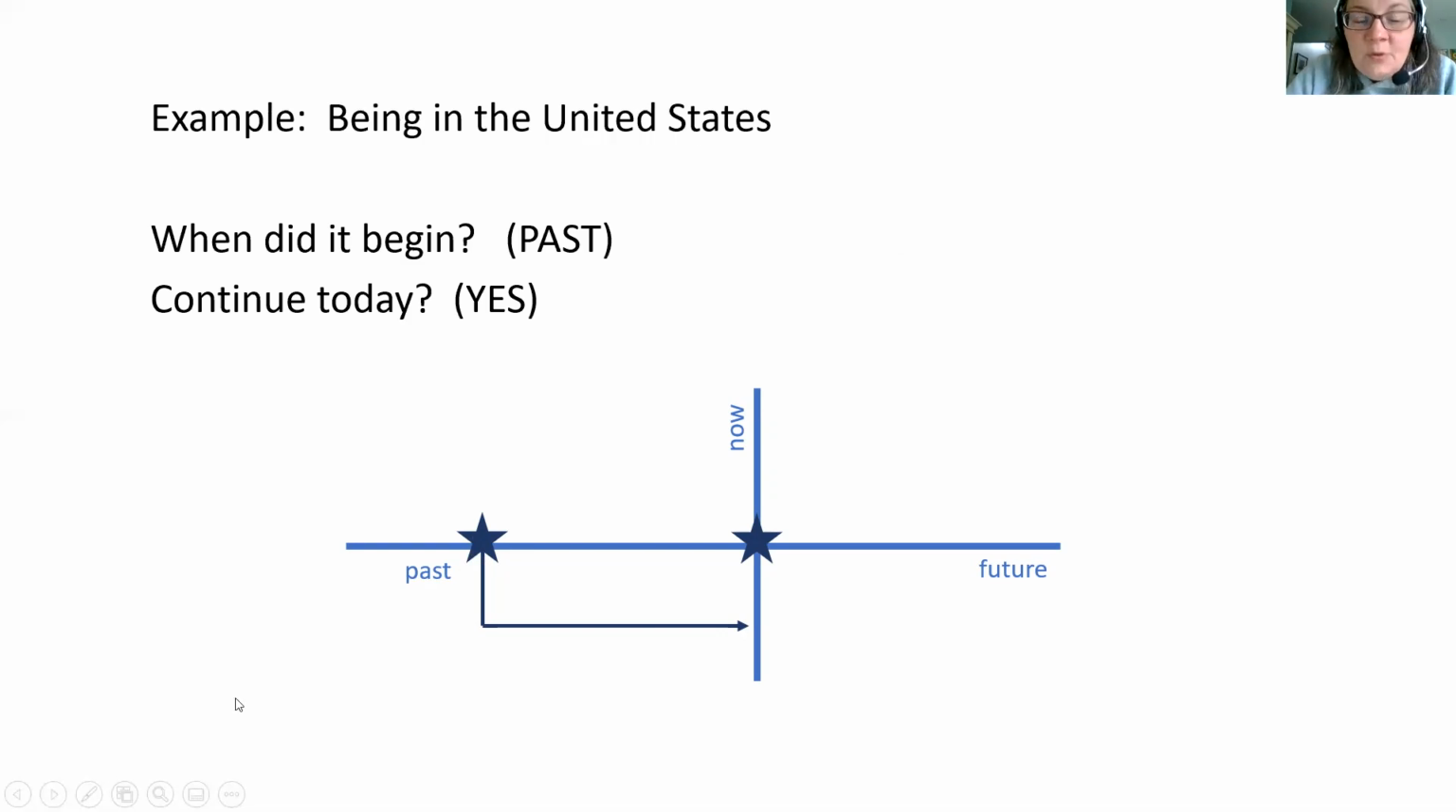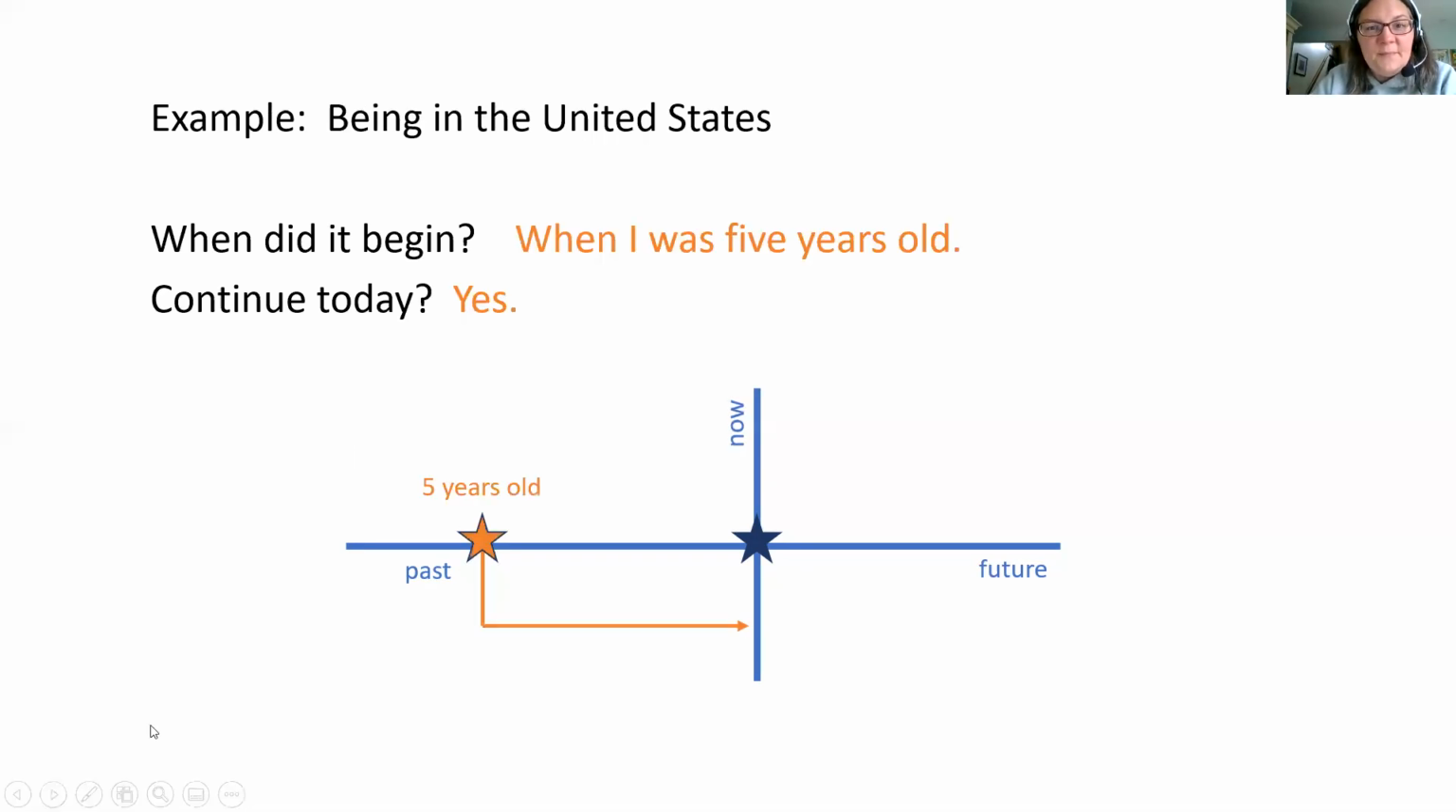So let's use as our example being in the United States, okay? We can pretend for our instance here that it began in the past. And we're also going to pretend that it continues today. So we're going to meet both conditions. Came to the United States in the past, still in the United States today. Now, for our imaginary circumstance, let's pretend that it began when you were 5 years old. And of course, you're still here today. So those are going to be our specifics for this particular example.